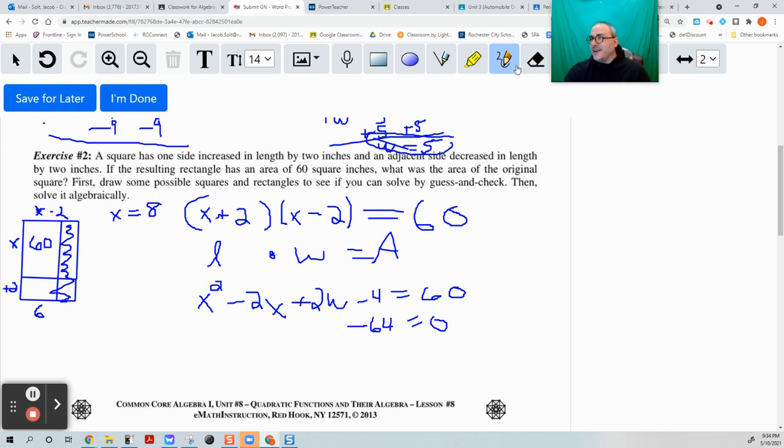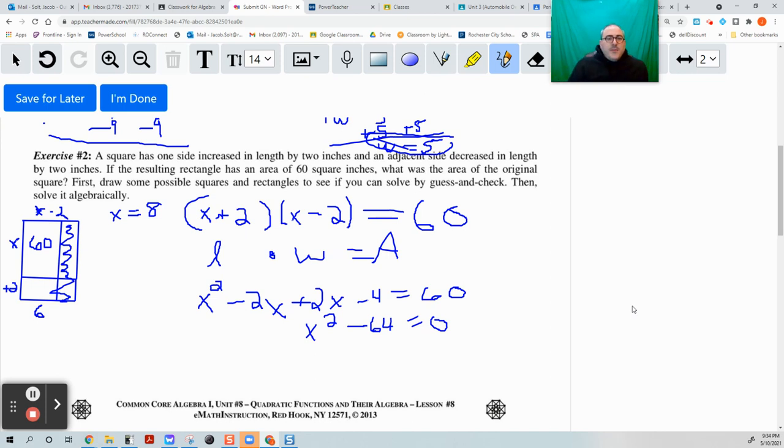I broke the algebra rules. I'm not supposed to mix my variables up. These two are going to be the same. They actually cancel each other, right? A negative 2x and a positive 2x cancel each other, which gives me x squared minus 64.